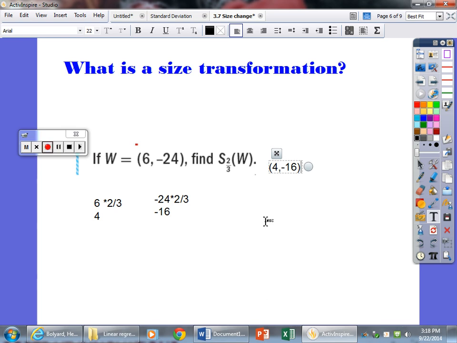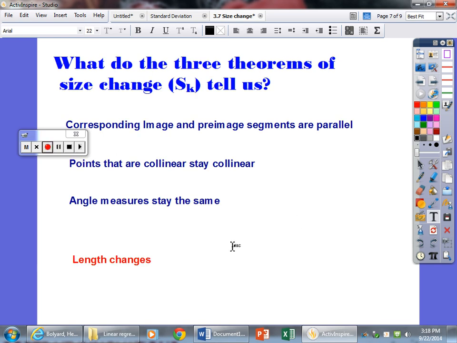I'm changing the place where the point is. I'm changing the size of the point, or the coordinates of the point, by multiplying by 2/3. Okay, there are some things that stay the same whenever we're doing a size change. One thing that stays the same, if things are parallel in the pre-image, they're also going to be parallel in the image. If points are on the same line, they're going to stay on the same line from the pre-image to the image. Angle measures are going to stay the same from the pre-image to the image.